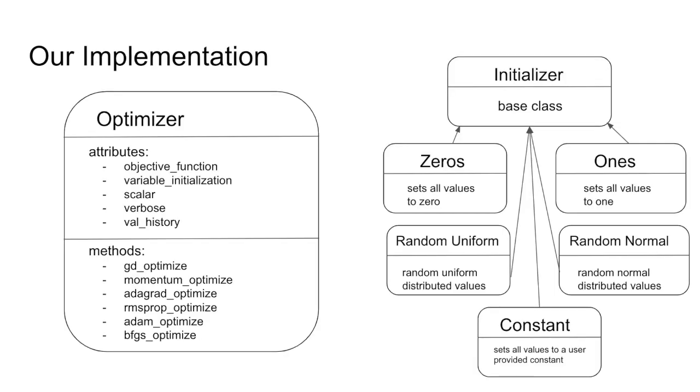So to support optimization in our package, we have an optimizer class, which implements all the aforementioned optimization algorithms in different class methods. And we've also provided different initializer classes that can be used to initialize the input variables of the objective function for the purpose of optimization.